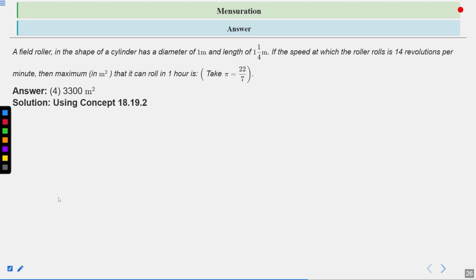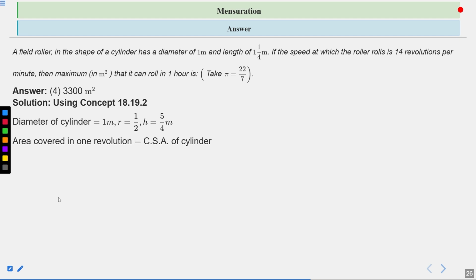Now see the detailed solution using concept 18.19.2 in this question. So we can say that the diameter of the cylinder is 1 meter, so the radius will become 1 by 2, and the height is given, which is 5 by 4 meter. So the area covered in one revolution is the curved surface area of the cylinder, or we can say the lateral surface area of the cylinder, which is 2 pi R H. Now just put the values: 2 into 1 by 2 into 22 upon 7 into 5 by 4. When we simplify it, we get 55 upon 14.